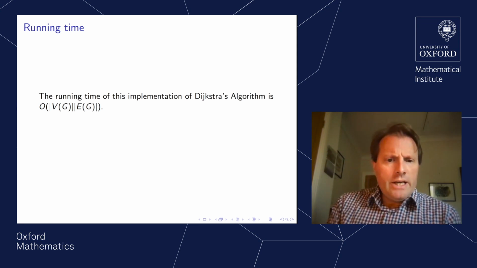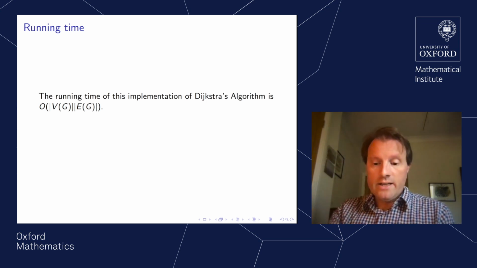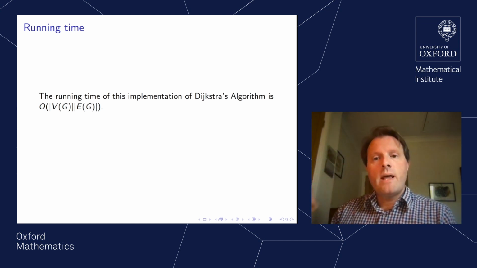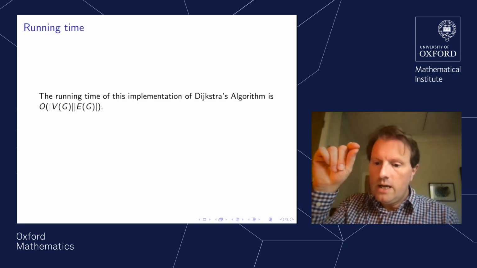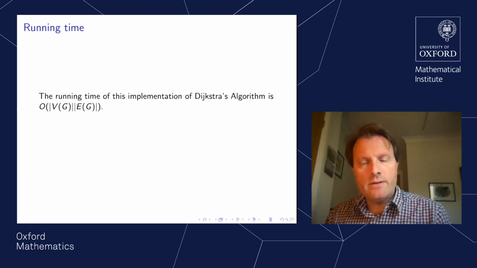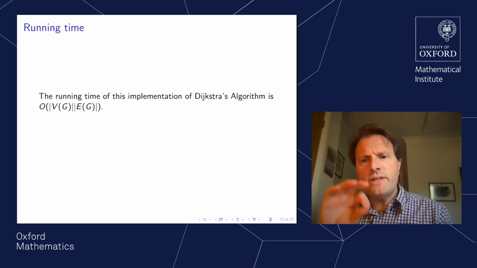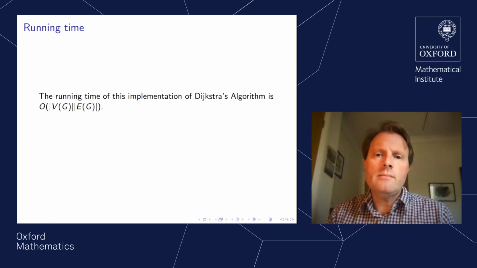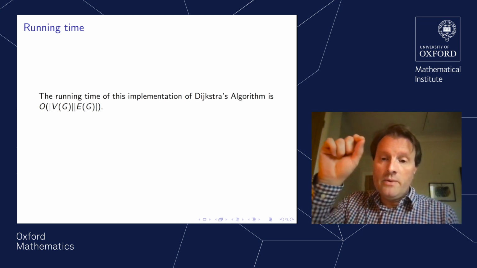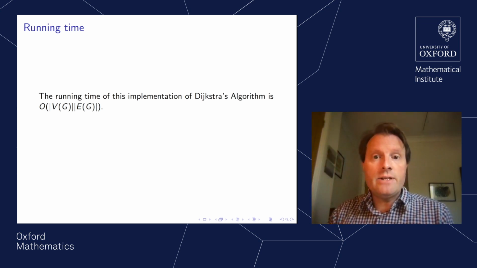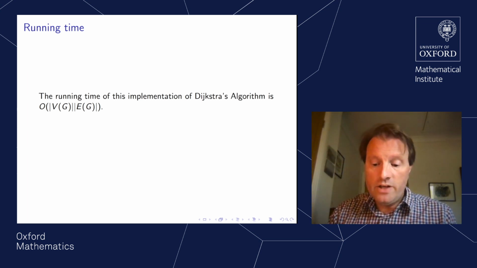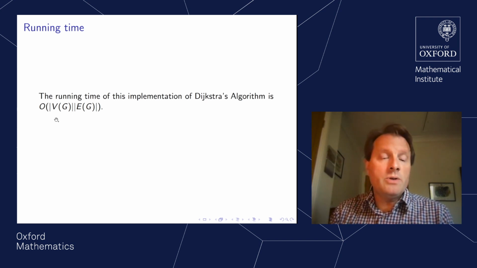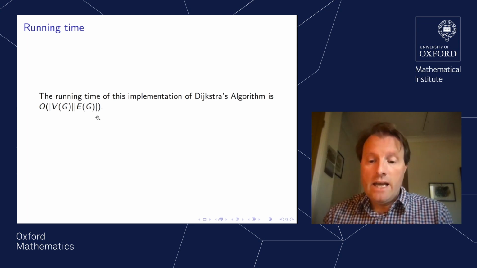But what do we do at each stage? Well, for that given vertex, we look at all of its neighbors, and we possibly reduce their D values. Well, how many neighbors does that vertex have? Well, certainly at most the number of edges in the graph. So the number of D values that it needs to change at any given stage is at most the number of edges in the graph, and so the total running time is at most the number of vertices times the number of edges.